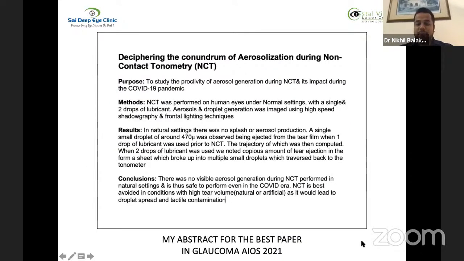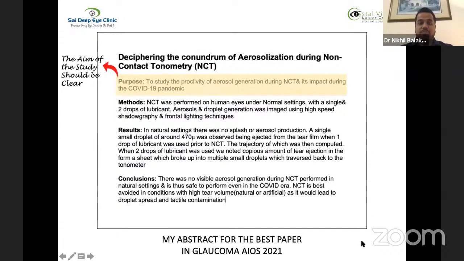This was the abstract I had written for my paper, which won the best paper in the glaucoma session last year at AIOS 2021. The important thing first is that it should have a good catchy title. It need not have a lot of fancy words, but it should clearly explain what your study is all about. One perfect line to explain what you want to get across to the audience has to be in the title. The aim of the study should be very clear. You should not beat around the bush. State the exact thing that you want to get out to the audience.